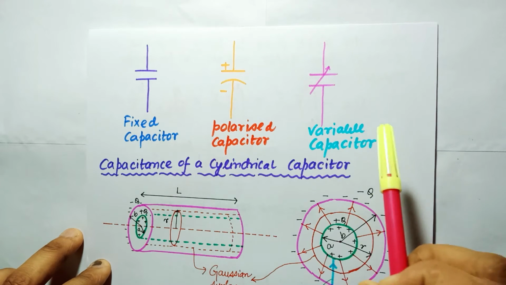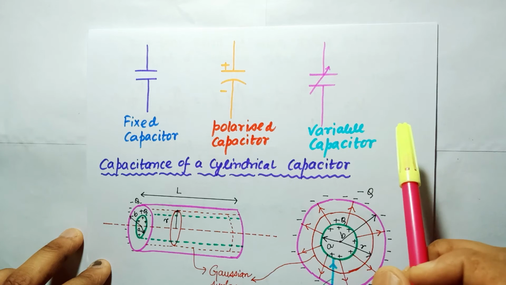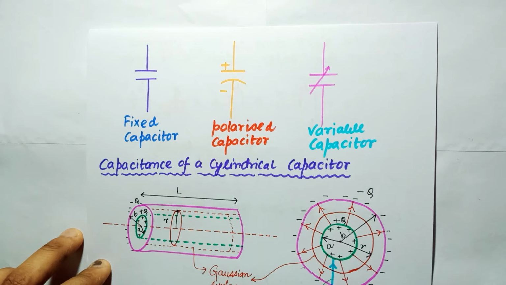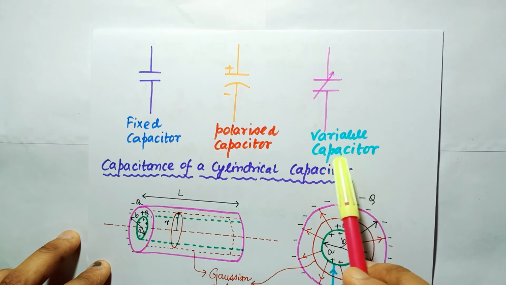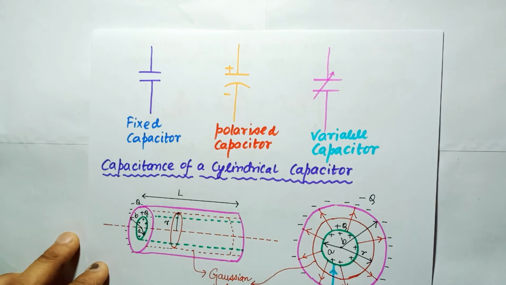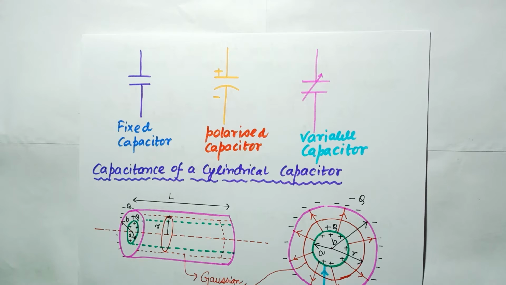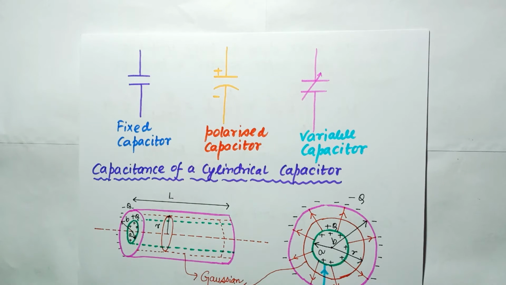This is another type of capacitor. It is called the variable capacitor, and in such a capacitor the capacitance may be intentionally or repeatedly changed. It is mostly used in LC circuits, the inductance and capacitance circuits, to set the resonant frequency. Sometimes it is also used as a tuning capacitor. So now we will try to derive the capacitance formula of the cylindrical capacitor.